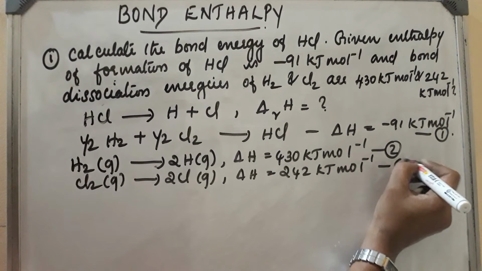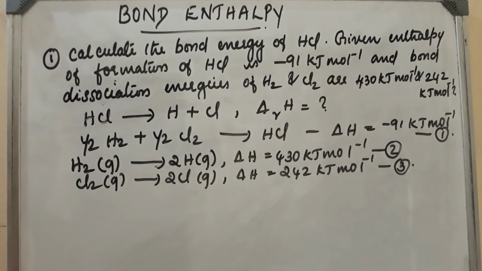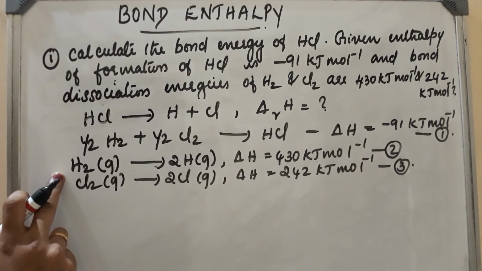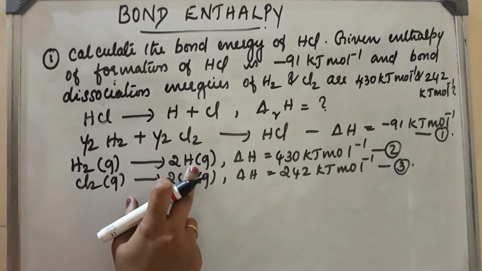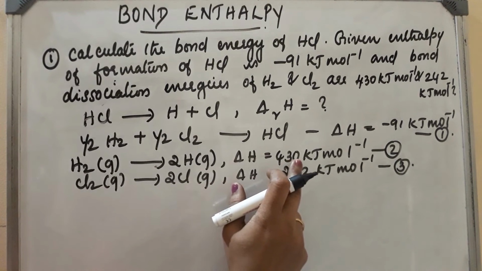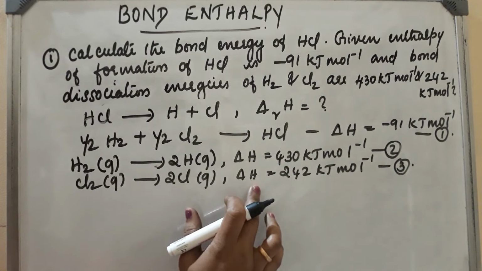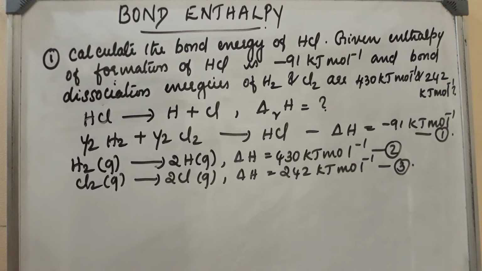All these are given. Now, next what we have to do? We have to divide these 2 and 3 by 2. So what happens? Half H2 gives H. Dividing by 2, this delta H gets converted into 430 by 2, so 215. Similarly, chlorine also, half Cl2 gives Cl. Delta H will be 121. Okay, first we have to divide these two equations by 2. Then next we have to add 4 and 5.